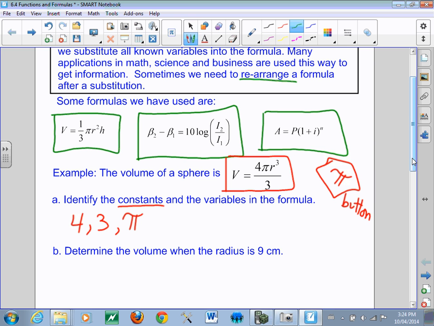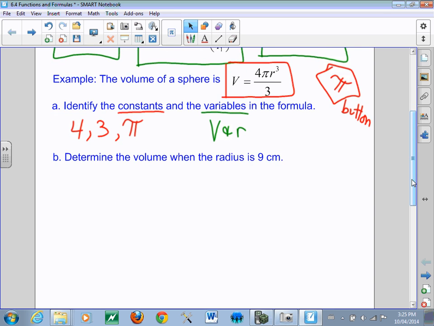And then we're going to do the variables. The variables in this case, ladies and gentlemen, are v and r. Okay, and 3 is the exponent attached to the variable. All right. Okay. 4b, determine the volume when the radius is 9.